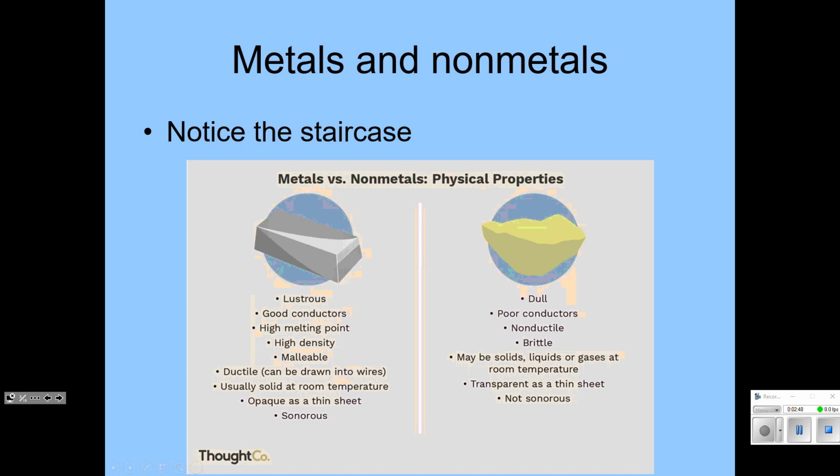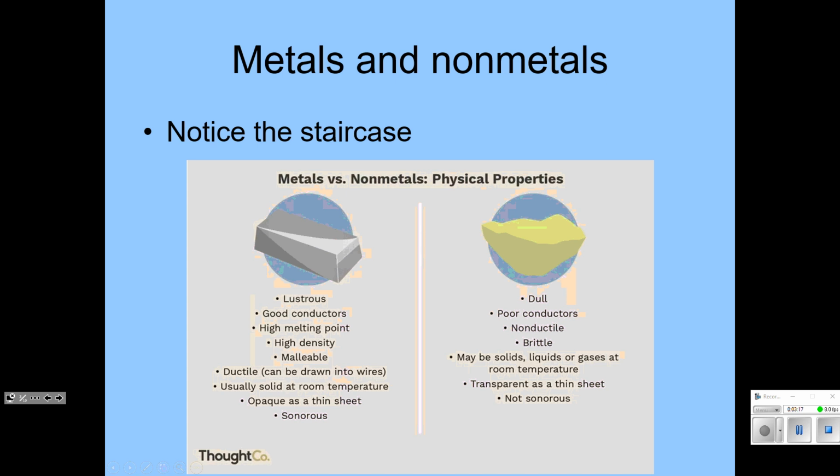Because everything to the left of that staircase are metals, the exception being hydrogen. Everything to the right of that staircase is nonmetals. So even that, some students write on their periodic table. Metals are to the left, excluding hydrogen, because hydrogen's a nonmetal. Nonmetals are to the right.